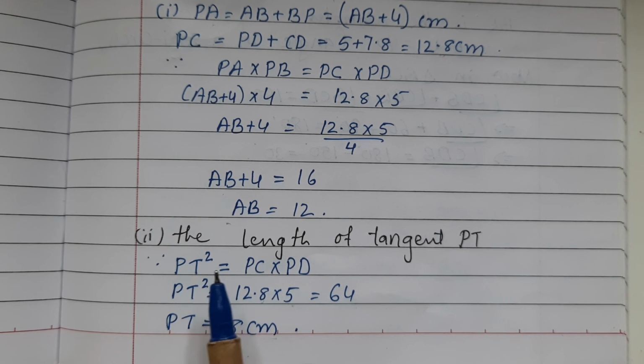Find the length of tangent PT. PT square is equal to PC into PD. Therefore, PT square is equal to 12.8 into 5, which is equal to 64. PT is equal to 8 cm.